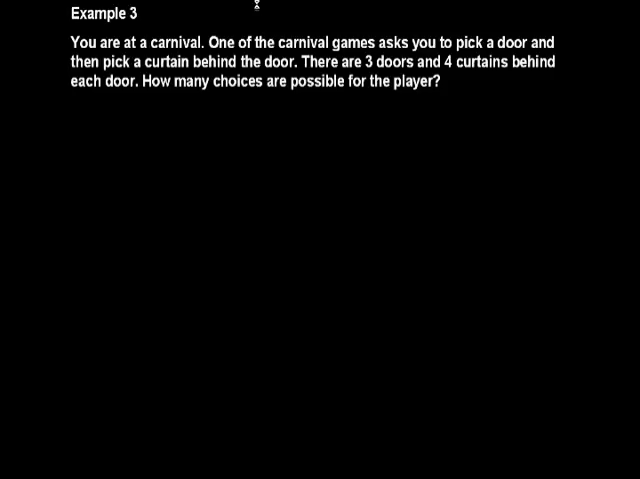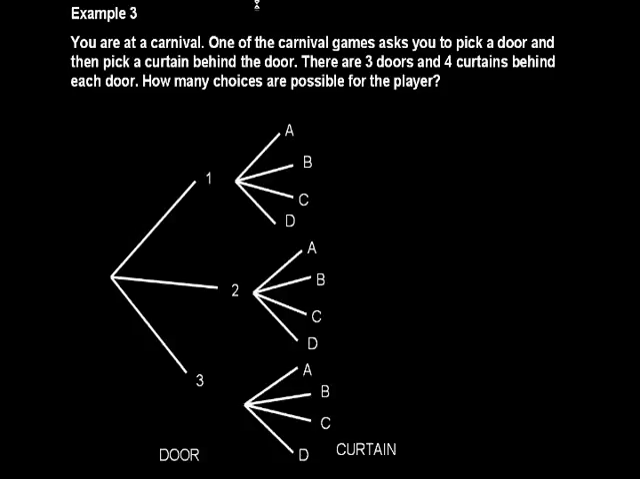As you can see at the left corner of the screen of the tree diagram, you can see the door. Door 1, door 2, and door 3. While on the right side of the tree diagram are the curtains. So in each door, we know that there are 4 curtains behind it.